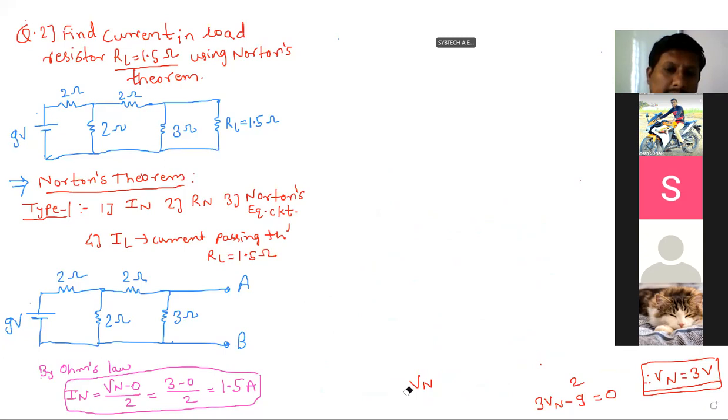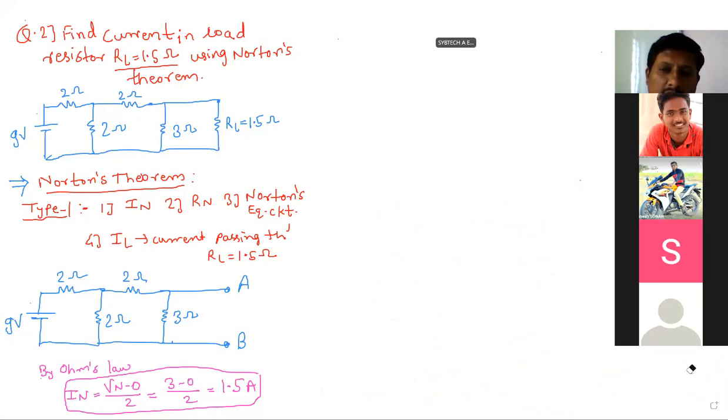Short, or open, or keep as it is? Short. Yes, very good. So we have to short the 9 volt source. Second, we are going to find out the equivalent resistance RN. RN is the equivalent resistance between A and B.